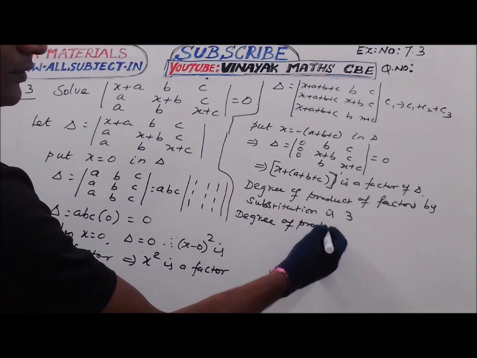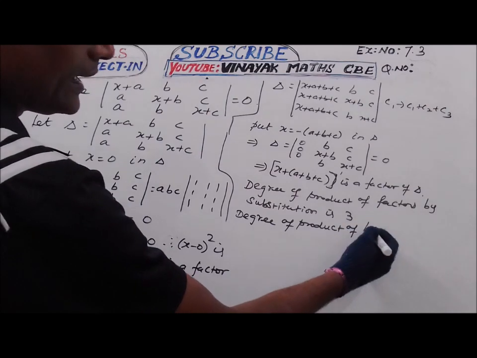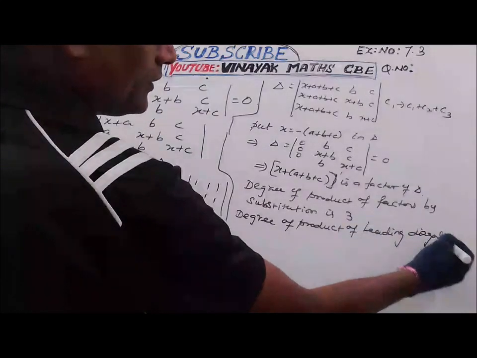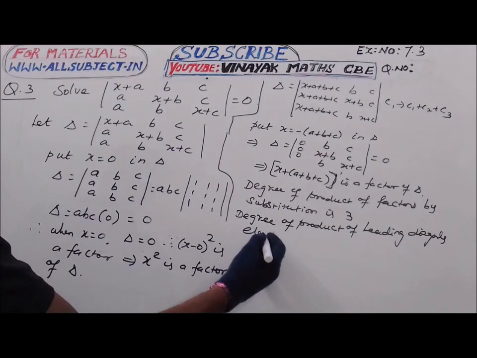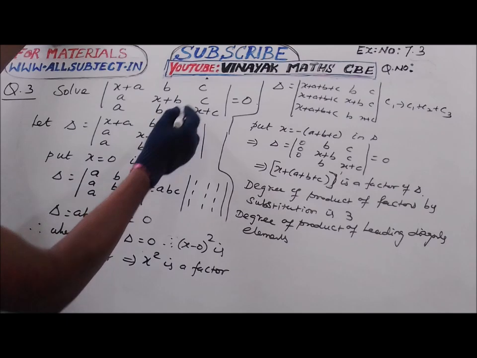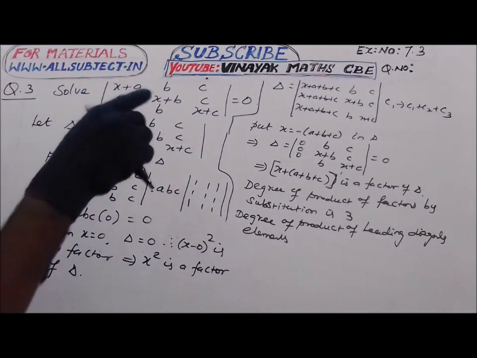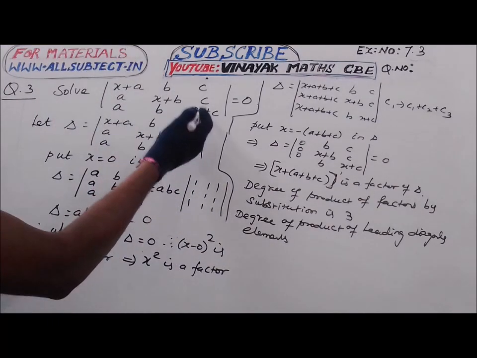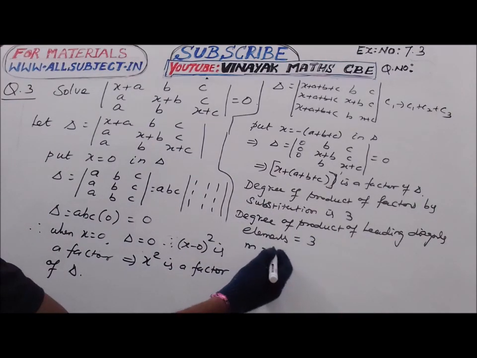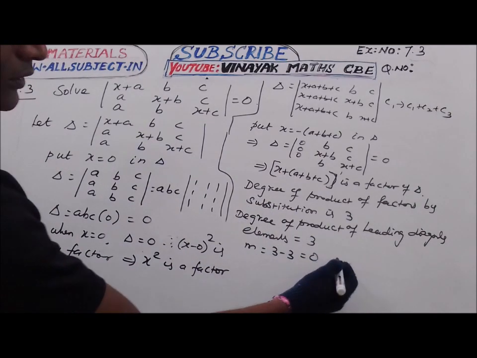Degree of the product of leading diagonal elements: leading diagonally, x plus a, x plus b, x plus c. There are three factors. Its product is x plus a power 1, x plus b power 1, x plus c power 1, which is equal to 3. So the difference m is equal to 3 minus 3, equal to 0.